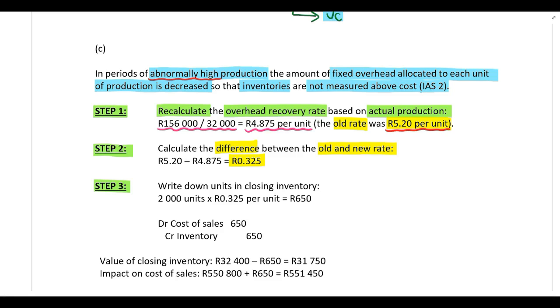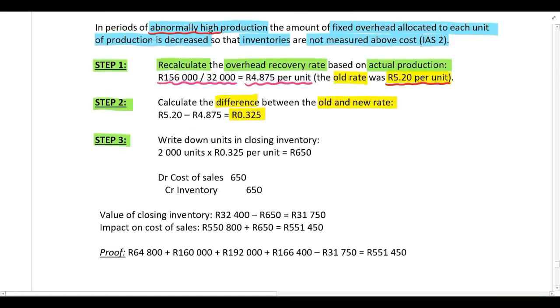Then lastly, in step 3, how many units do we have in closing inventory at the end of the year? Please remember that we calculated that there were 2,000 units sitting in closing inventory. So we are going to write down those 2,000 units based on what we calculated in step 2 above. So our inventory write down is going to be 650 Rand. If we need to write down inventory, we are going to credit inventory with 650 Rand, and debit cost of sales with 650 Rand.